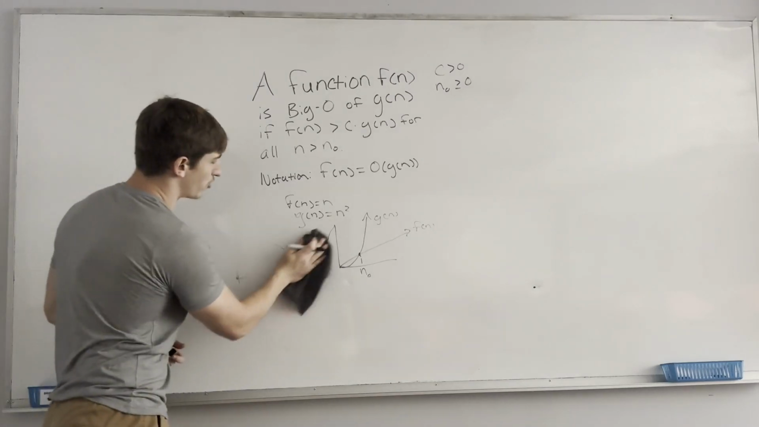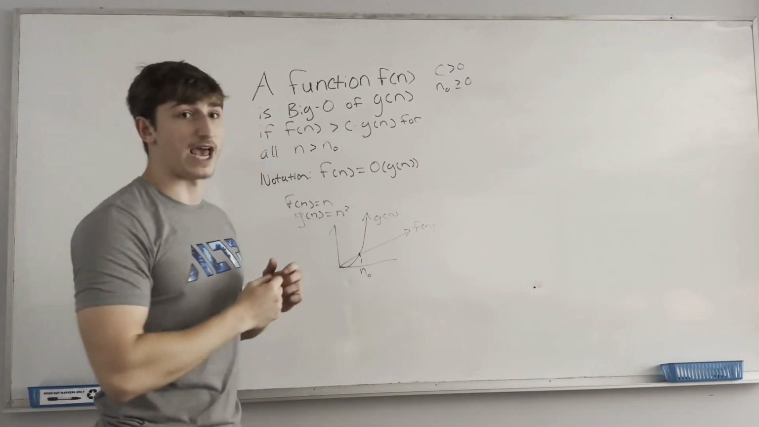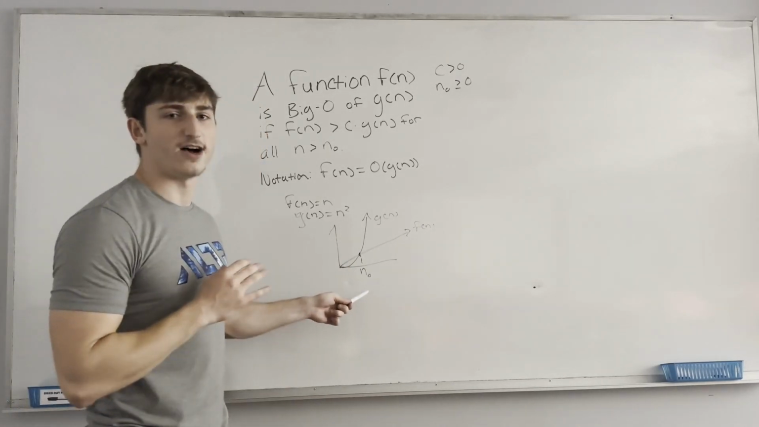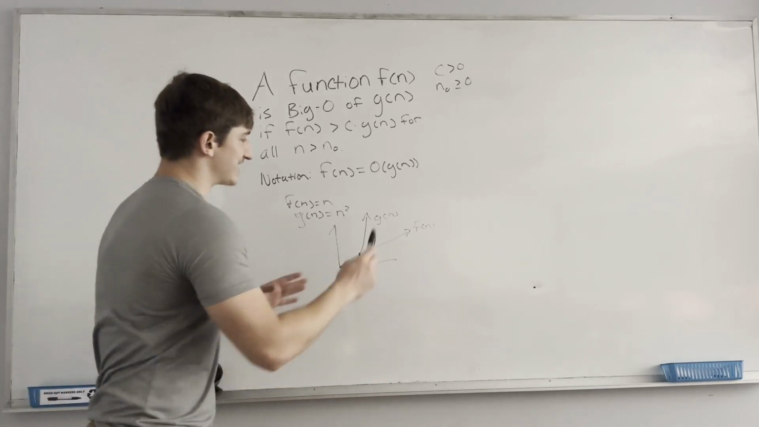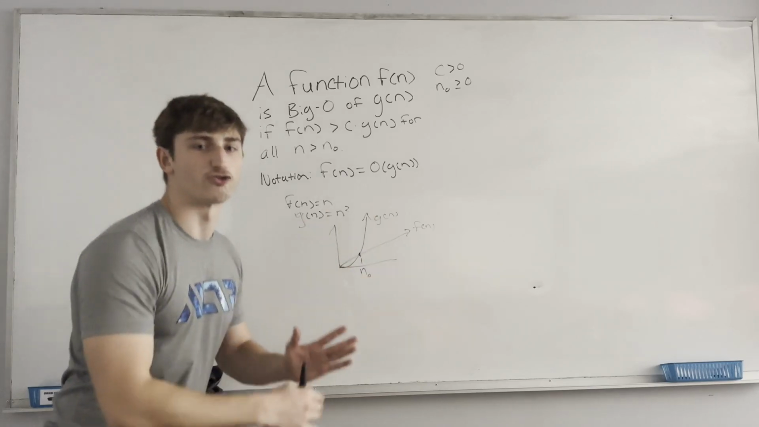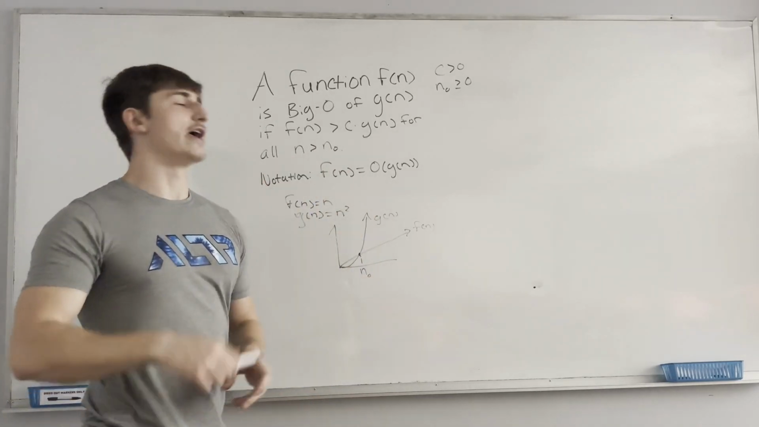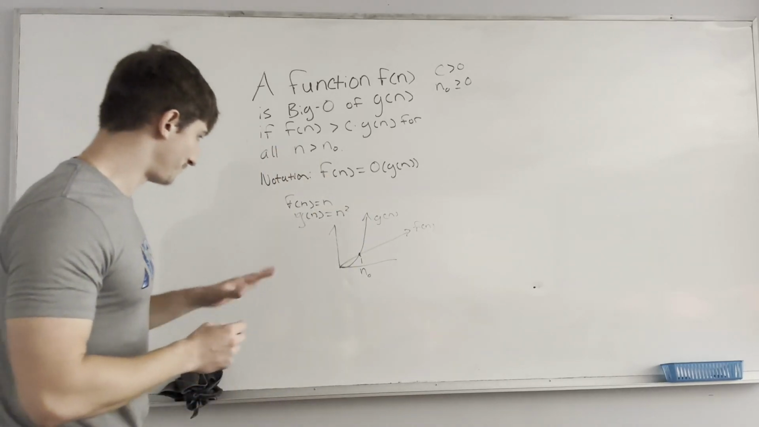Now, getting back to our original example, with f of n equals n and g of n equals n squared, you see that past this n naught point, they never cross again. You see that f of n is less than g of n for all n greater than n naught. So by definition, f of n is big O of g of n.